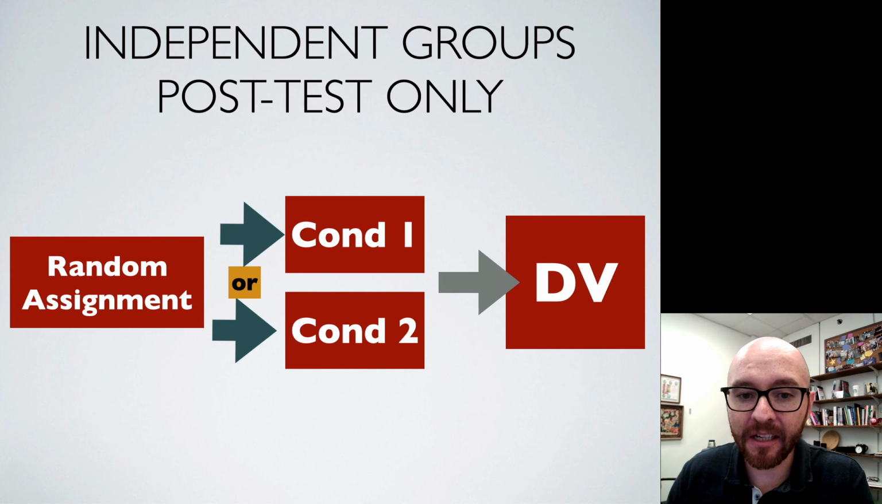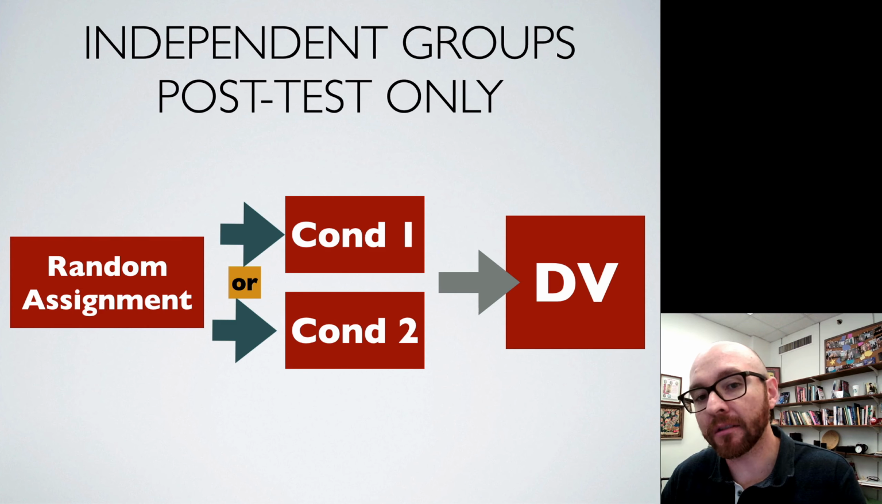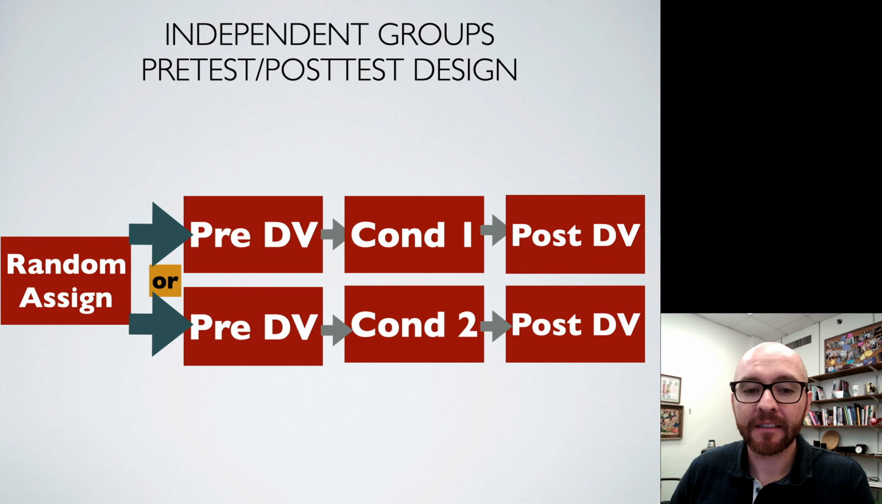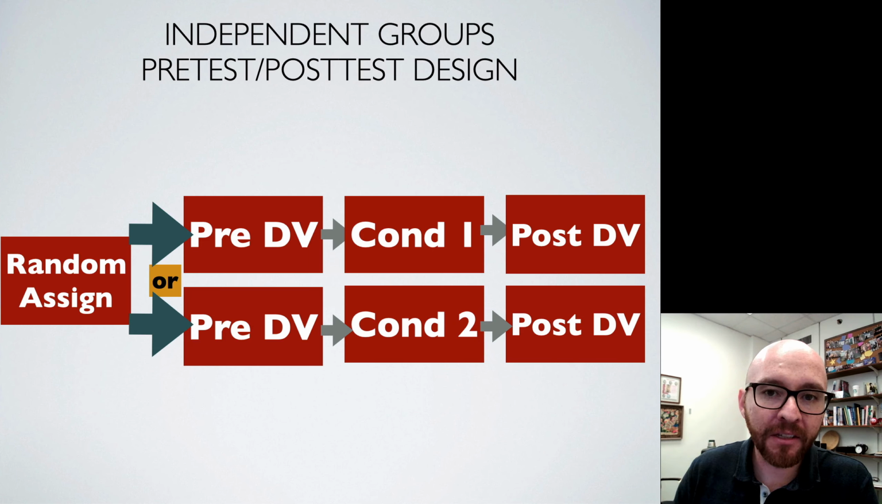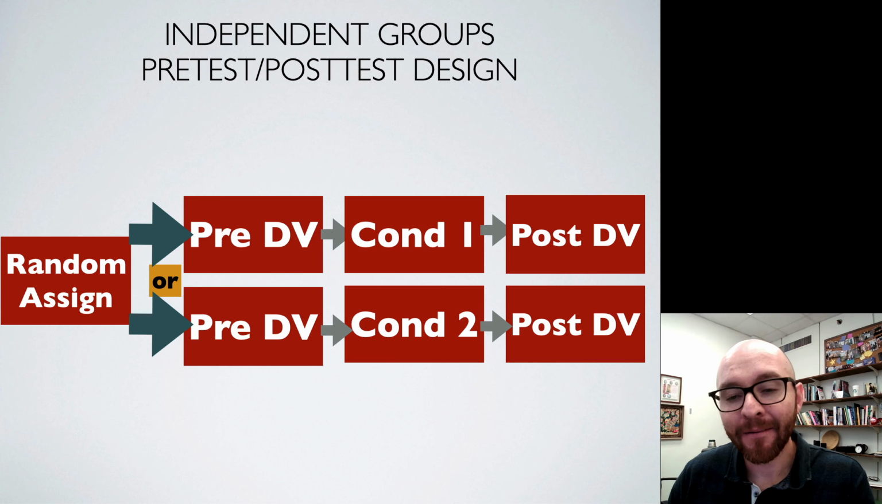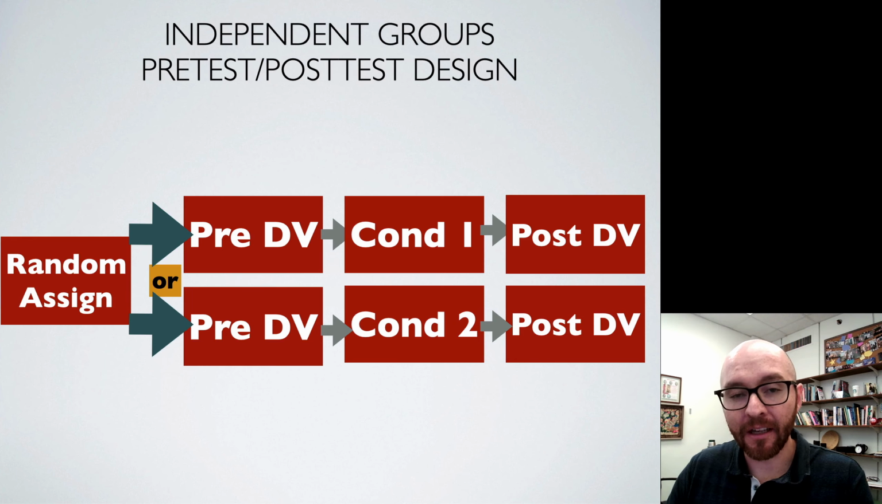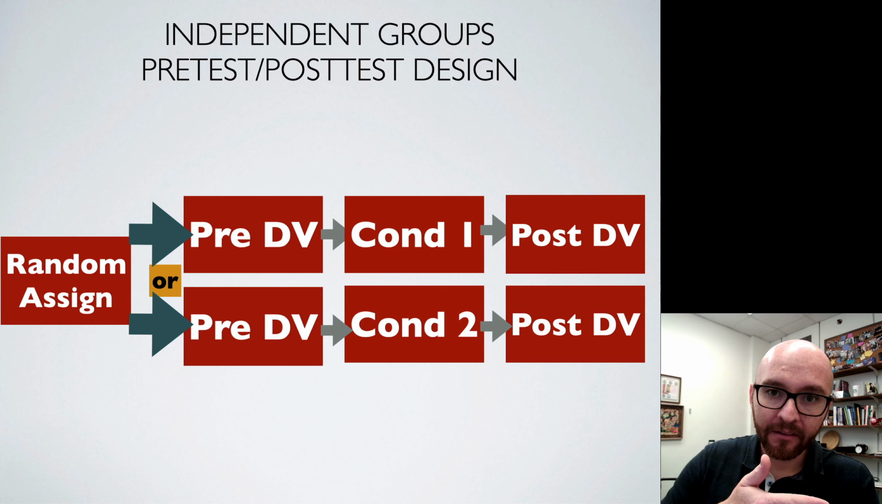Okay, so we have this design. Independent groups post-test only. Randomly assign them to condition 1 or 2, then measure the DV. But now we have this design. So this is still independent groups, meaning that they only experience condition 1 or 2. But now you have a measurement before and after. So now this is called independent groups pre-test, post-test design, right? So it's pre-test, post-test because you test them before and after. You get a measurement of the DV before and after.